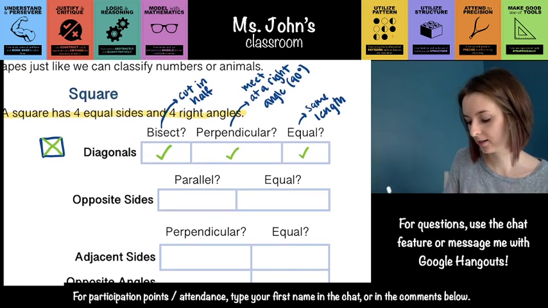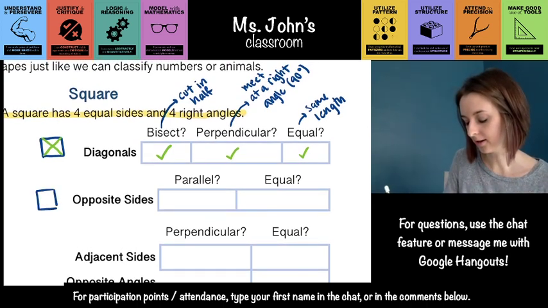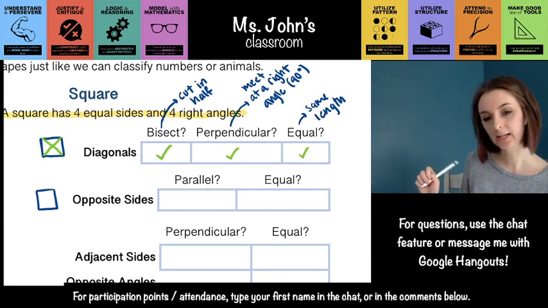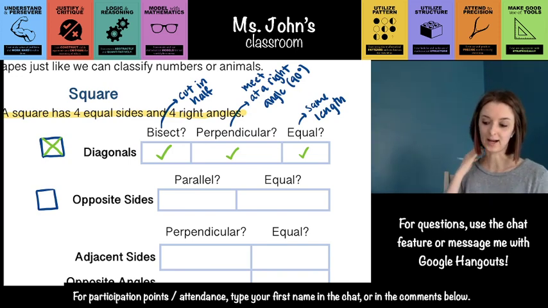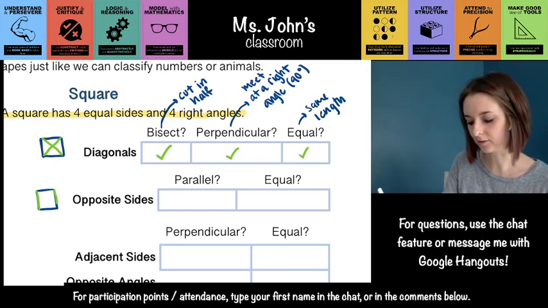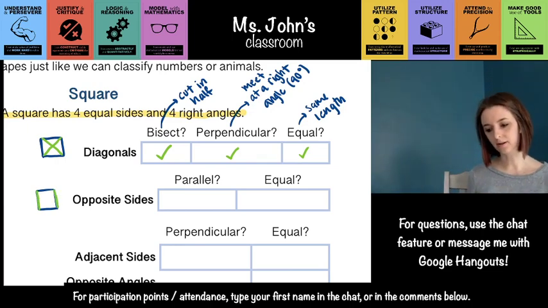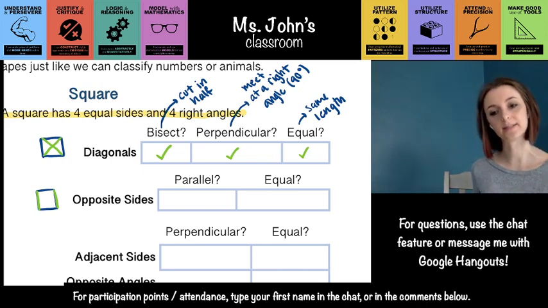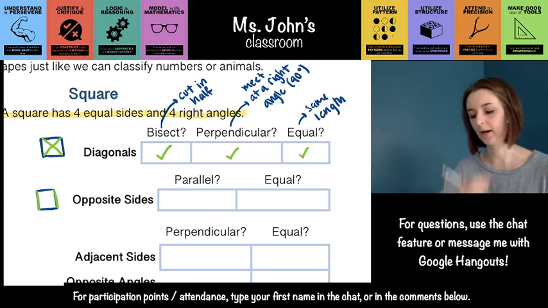In a square, sorry if I'm going fast, remember you can pause me. In a square, opposite sides, the sides we're talking about are sides that are across from each other in the square, so either of the two opposite sides, both of them. We're talking about both pairs of opposite sides in a square.